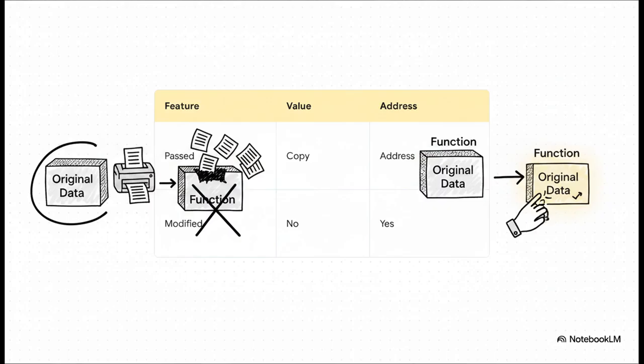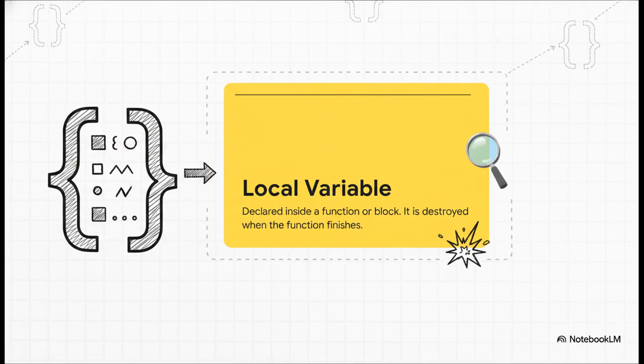But what if you actually need the function to update the original data? For that, we switch to call by address. Instead of a photocopy, you hand over the actual memory address using pointers. This gives the function the power to directly modify the original variable. It's incredibly flexible, a real game changer, but man, you have to be so much more careful with it. And that brings us right to variable scope.